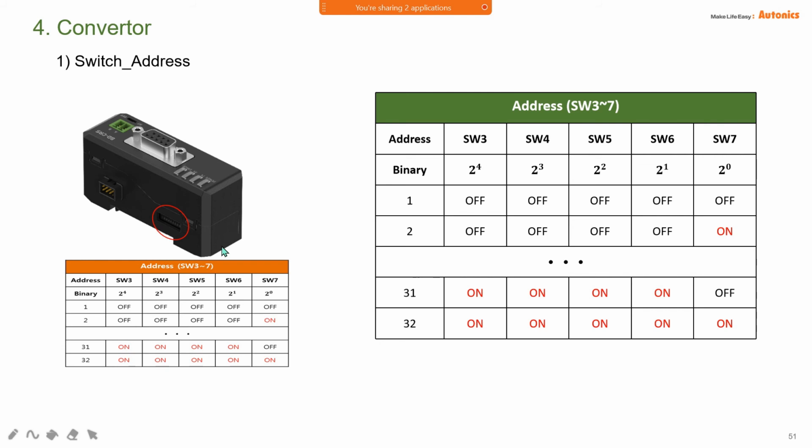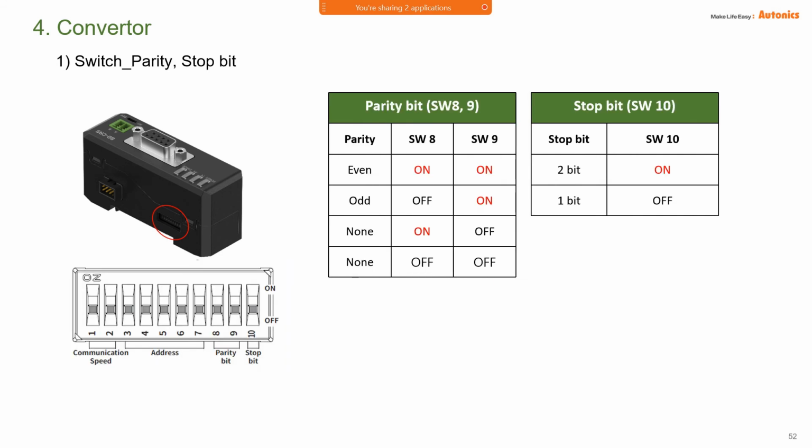And also the address for the unit. So unit number 1, let's say you want address number 1, switches 3 to 7 are all off, until unit 32, where you need to turn them on. Follow this logic setting. Also for the parity and the stop bit, 8 and 9, you need to follow this table.